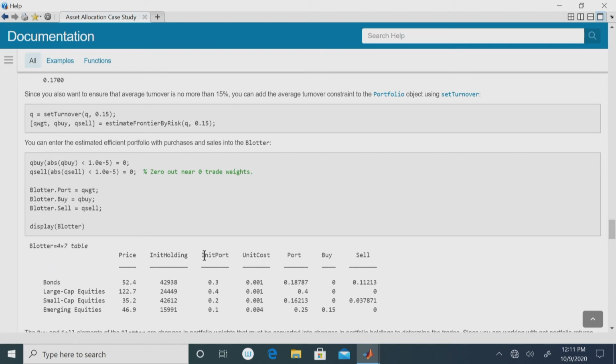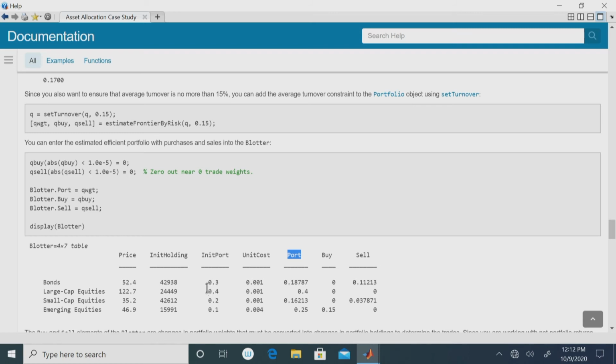The new portfolio now has the weights as given in this column. For example, for bonds, the initial portfolio had a weight of 0.3, and this is now changed to 0.18787. Similarly, the other ones have also changed. For large cap equities there is no change, it remains at 0.4. Small cap changes from 0.2 to 0.16213, and emerging equities have changed from 0.1 to 0.25.